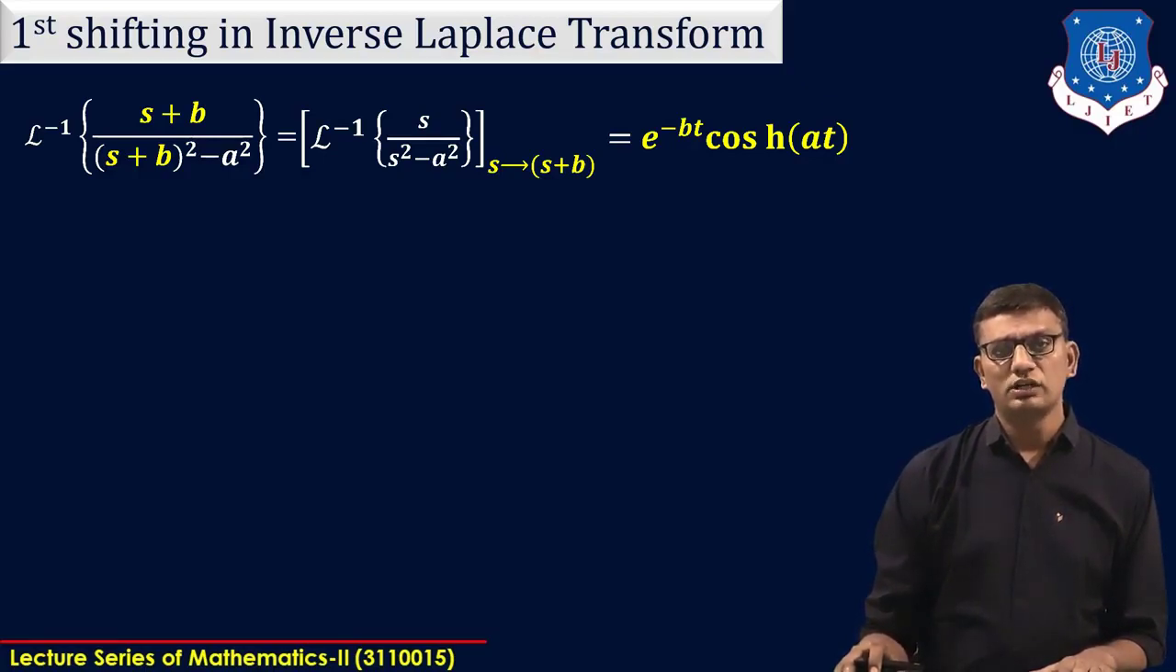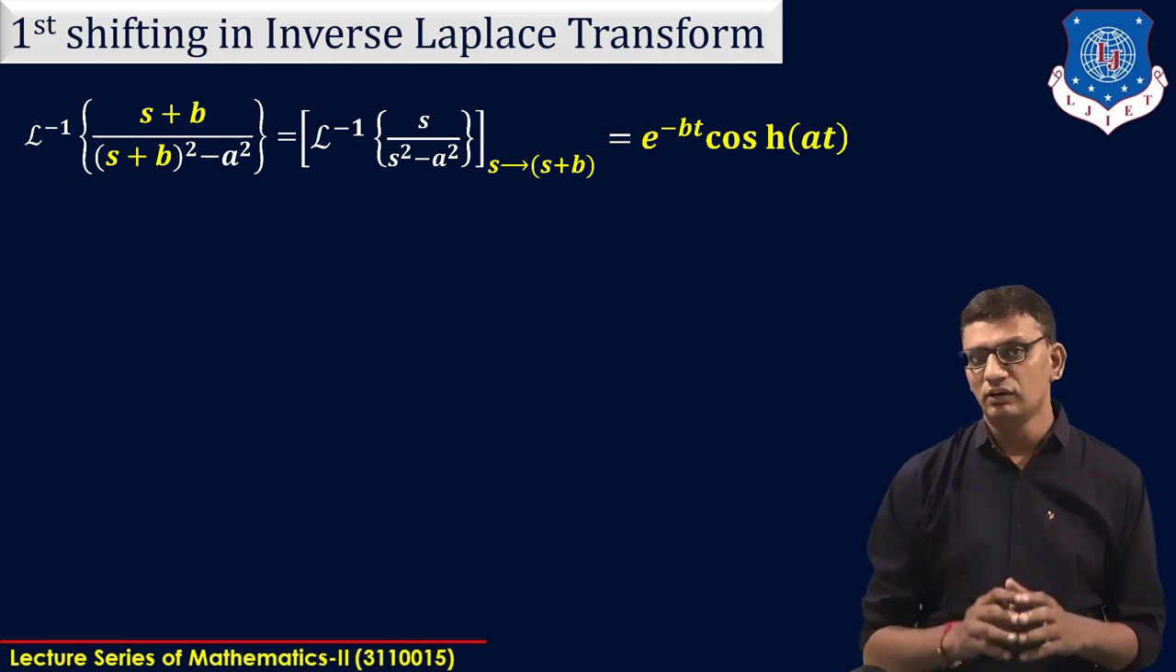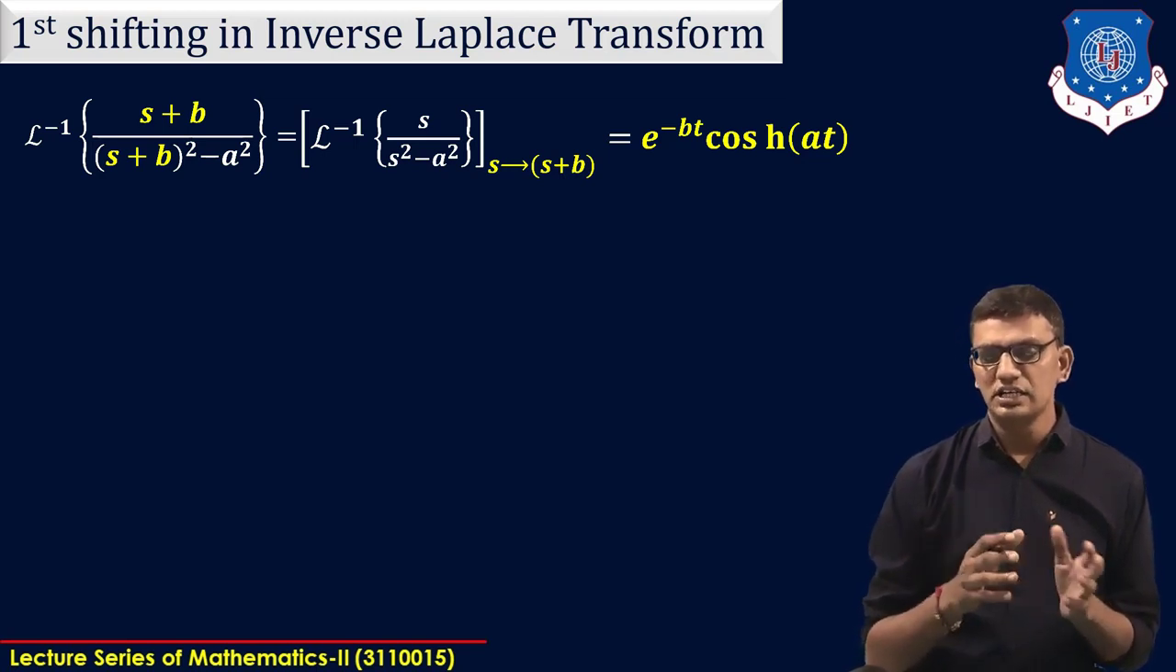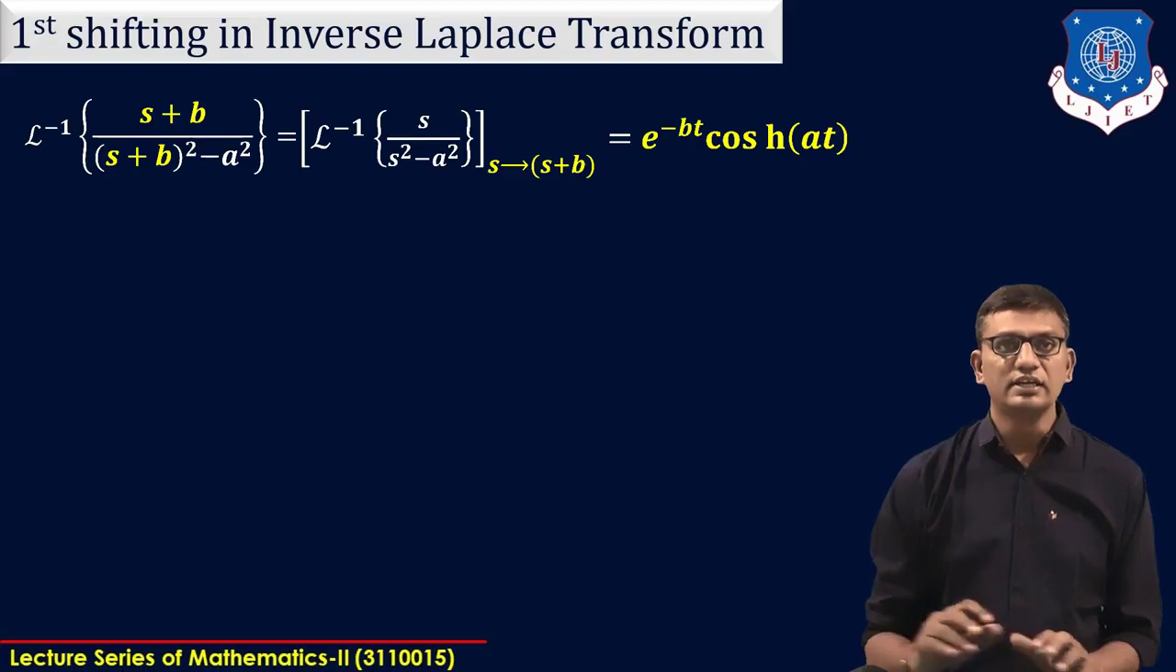So we have to multiply cos hyperbolic at with e raised to minus bt. Then our final answer is L inverse of s plus b upon (s plus b) whole square minus a square equal to e raised to minus bt cos hyperbolic at.